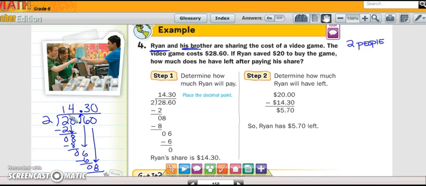Now, Ryan has $20, so I'm going to have my $20 minus $14.30 to see what the remaining will be. So let's do some subtraction. 0 minus 0 is 0. This has to become a 9. 10 minus 3 is 7. Bring the decimal down. 9 minus 4 is 5, and 1 minus 1 is nothing. Notice when I add and subtract, I need to line up my decimals. Make sure you did that. So Ryan has $5.70 left over.